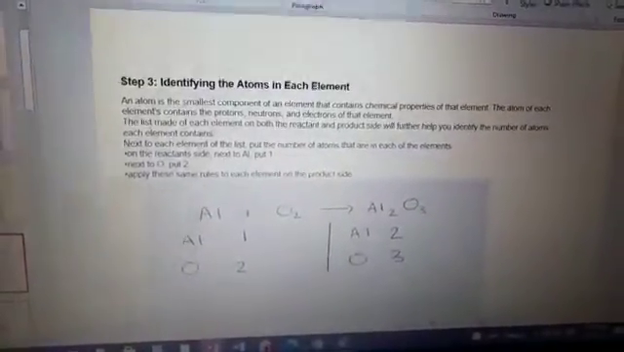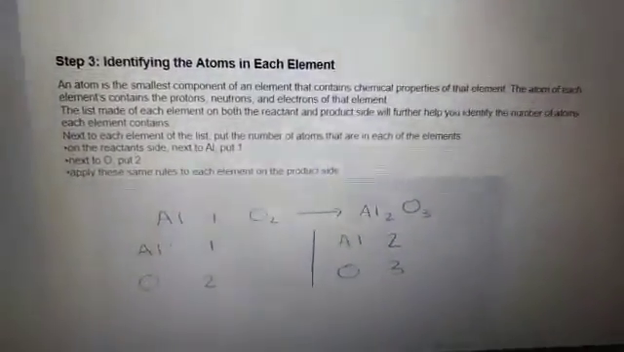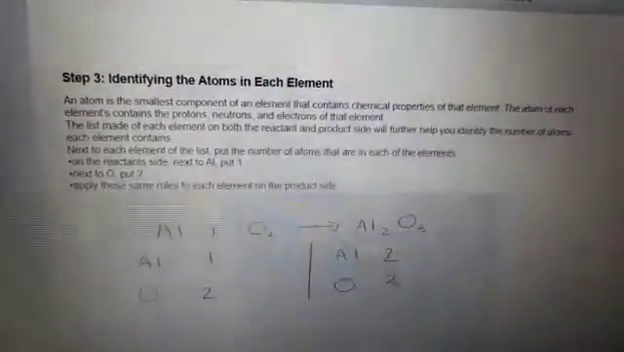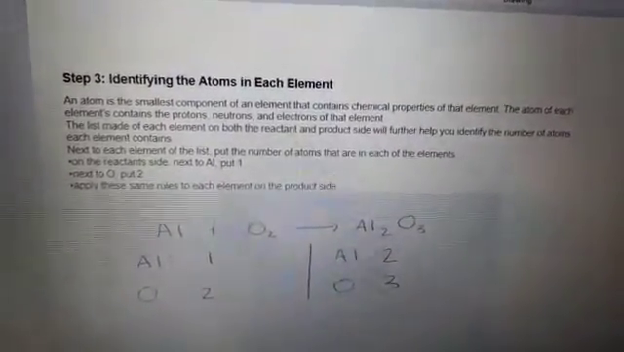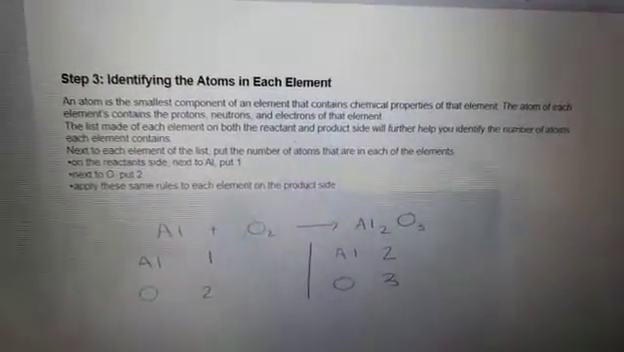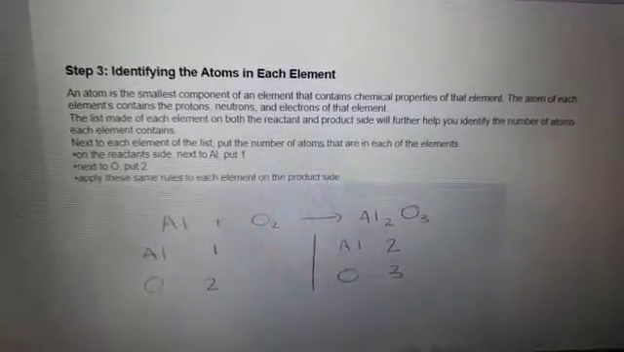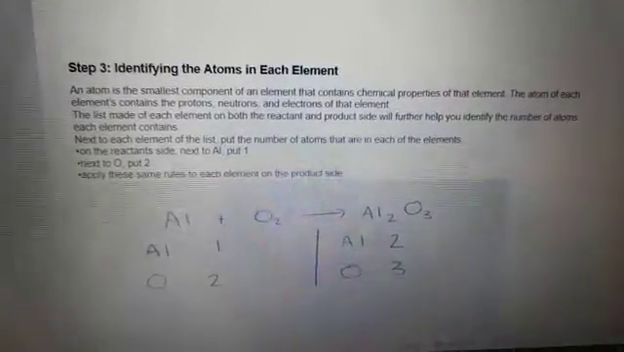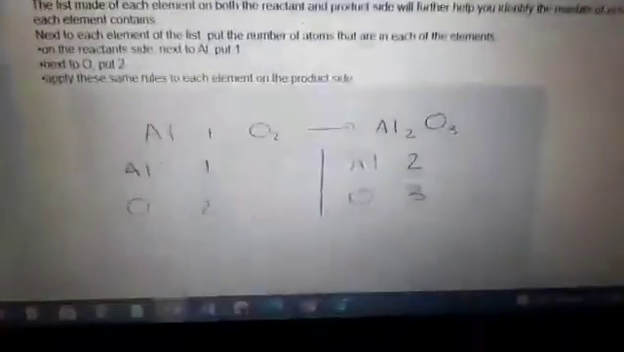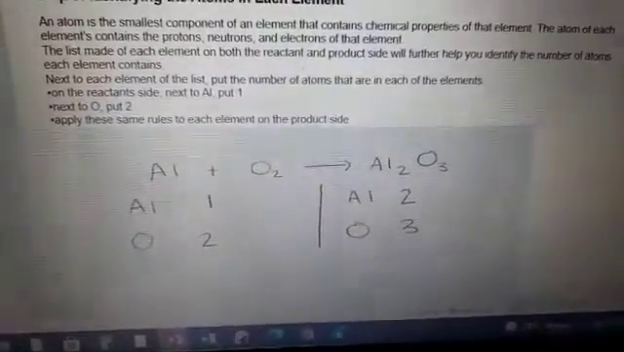Step number 3 is to identify the atoms in each element. The list made of each element on both the reactant and product side will help you identify the number of atoms each element contains. Next to each element in the list, put the number of atoms that are in each element. On the reactant side, next to aluminum put 1, next to oxygen put 2. Apply these same rules to the elements on the product side. So you can see the picture here: aluminum is 2 on the product side and oxygen is 3.